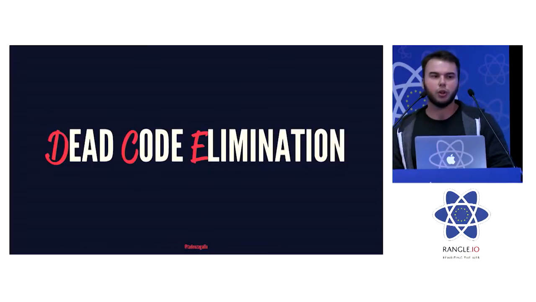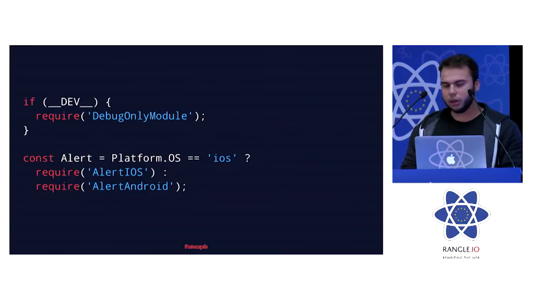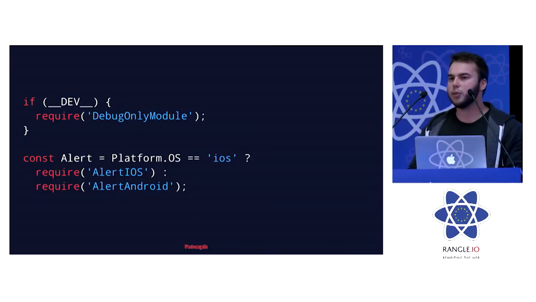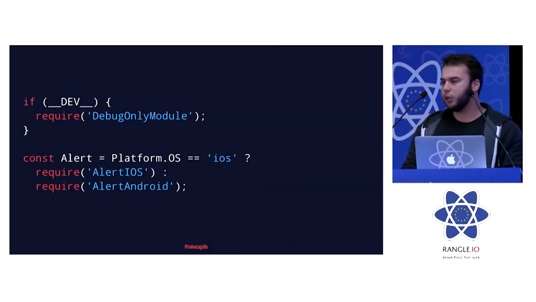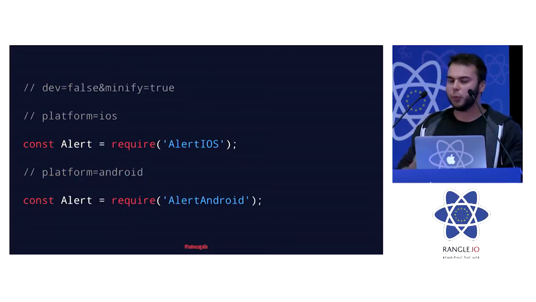And we do some simple dead code elimination as well. So if you have some code that's wrapped in an if-dev, and these variables provided by the packager that we use, then we can eliminate all the modules that are conditional to the development environment. Also, if you have some code that's platform specific, we can use only the platform that you're actually targeting. So for instance, in this code, if we're compiling for production where dev is false and we're minifying the code, we would completely strip the dev module, and we would not just remove the require, but also the module would not be included in the bundle anymore.